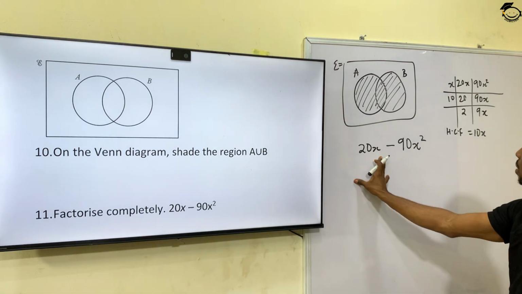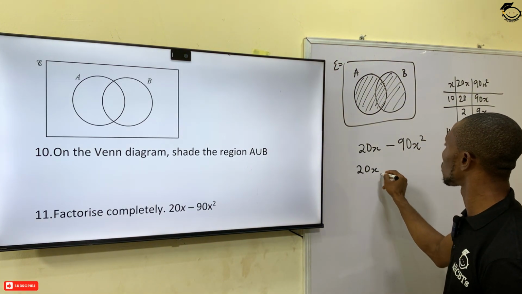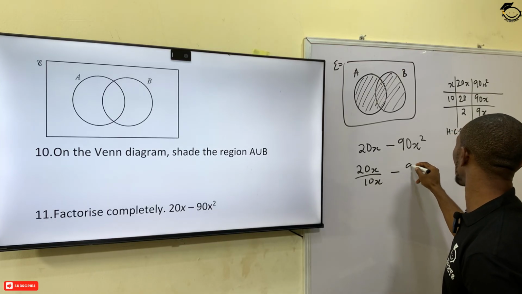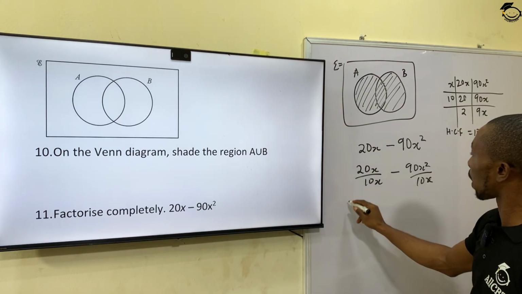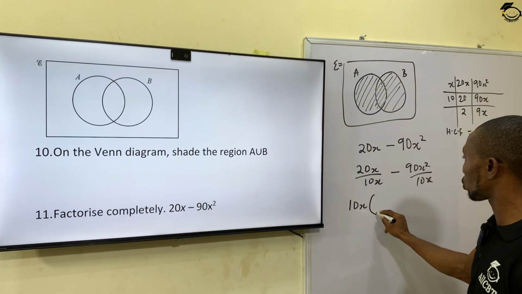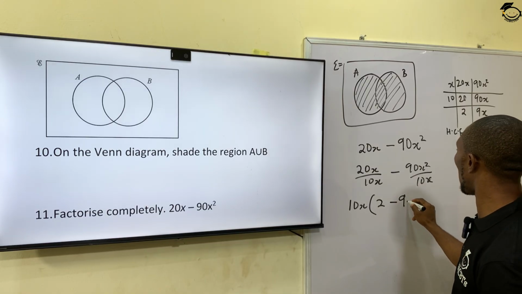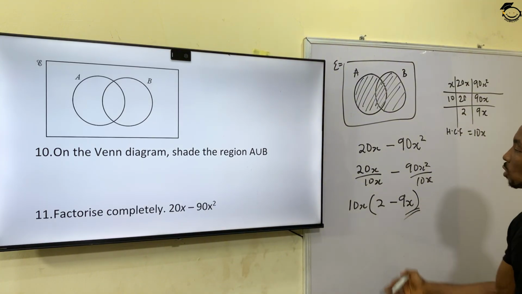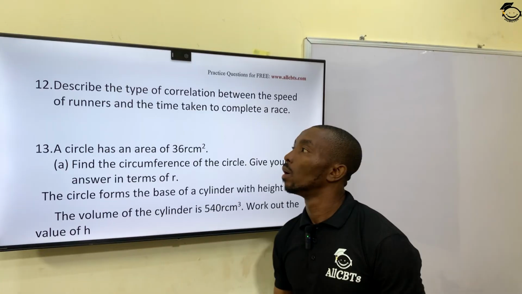So now dividing both sides by 10x, we have this as 20x over 10x minus 90x squared over 10x. So we are going to have this as 10x out. We will be left with 2 minus 9x. So having this, we factorized our question completely.